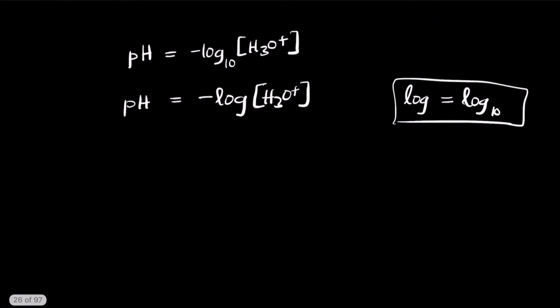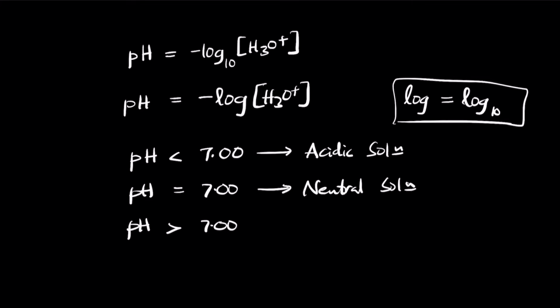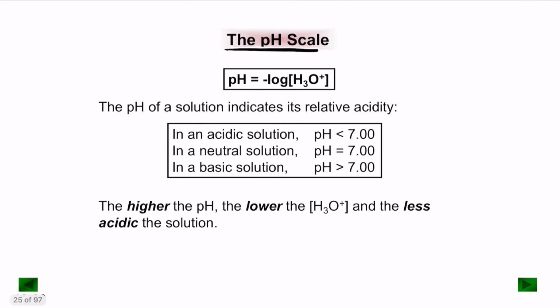Now, what happens to the pH values in terms of the acid here? Let's start with, if the pH value is less than 7, that is an acidic solution. If the pH value is equal to 7, then that is a neutral solution. If the pH value is greater than 7, that's a basic solution. So the pH value determines whether the solution is an acid, neutral, or a base.